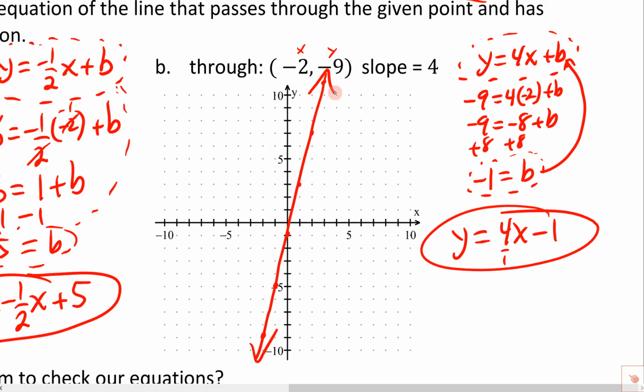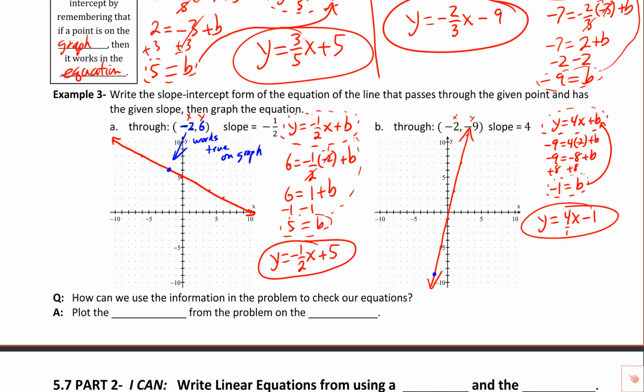And then we just have one quick thing to double check. Is this point on our graph? So if we went back 2 and went down 9, take a look, there's -5, 6, 7, 8, 9. We're right on there. Okay, so it's on the graph. It makes the equation true. We are in great shape on that one.